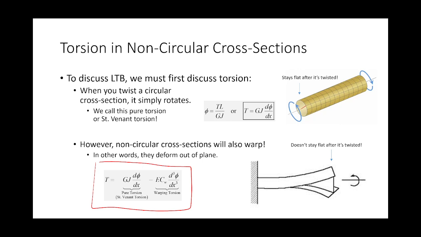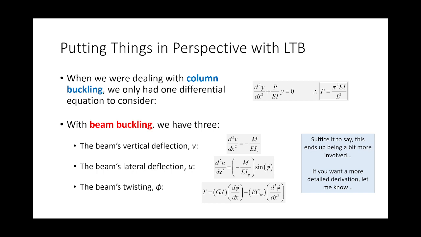With me so far? Okay, so when we were dealing with column buckling, remember we had a differential equation we had to solve there. So let's look at column buckling. Let's just do this. So when we were looking at column buckling, we had a differential equation. We had the second derivative of deflection, and then P over EI. And remember how we ended up solving it, and then we ended up coming up with this, that this was the load that caused buckling?